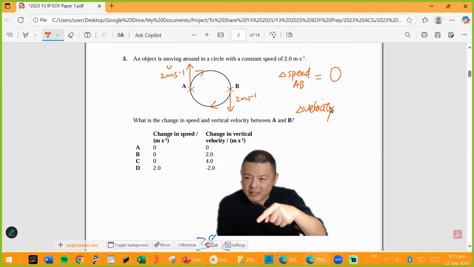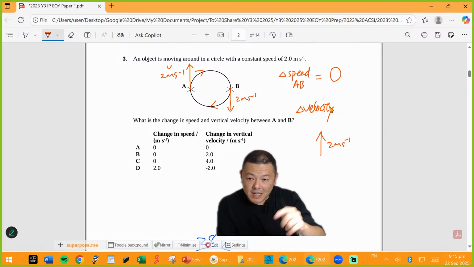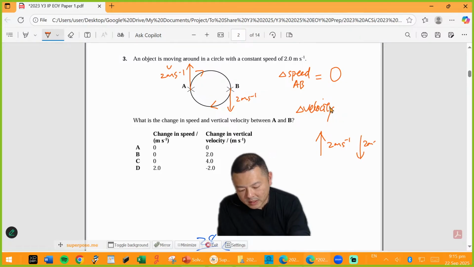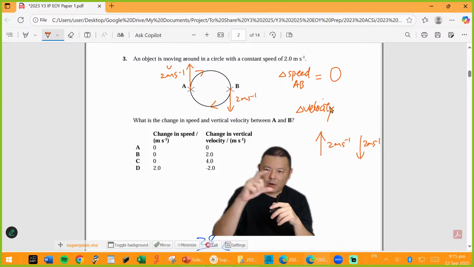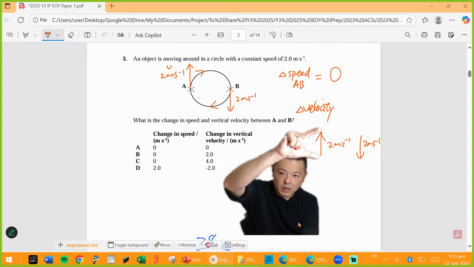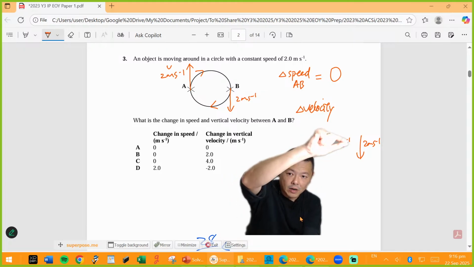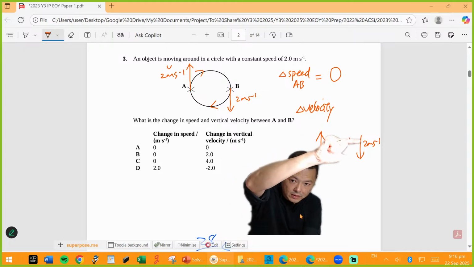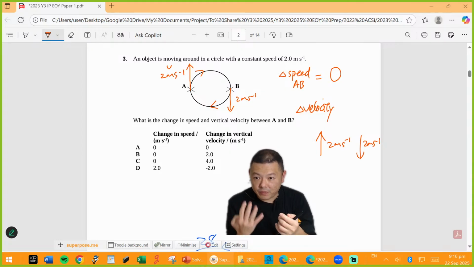Change in velocity. So direction matters. Which means that from A, which is pointing upwards at 2 meters per second, by the time it went to B, it transitioned to downwards at 2 meters per second. So in terms of arrows, would you agree that this arrow shrunk to 0 and then it got extended to 2 downwards? Yeah, so the total change for that will be 4.